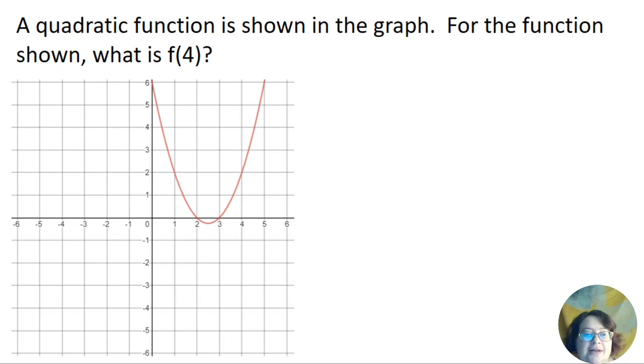All right, last one. A quadratic function is shown in the graph. For the function shown, what is f of 4? Here we don't have an expression to try, but we have the graph. So we know that for f of 4, 4 is our x value. Where x is 4, y is here at 2. So 4, 2 is this point. And that tells me that when x is 4, y has to be 2.